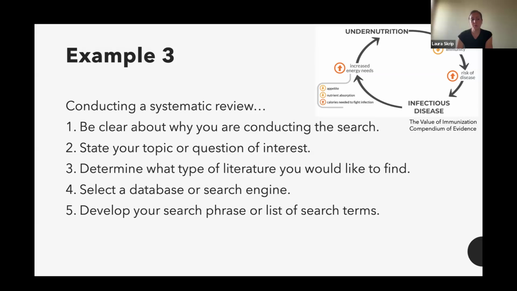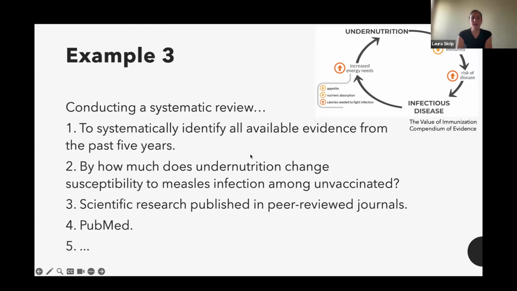So I think that sometimes people, when they think of literature search, may associate it with something like a more thorough systematic review. So I wanted to make sure I gave this as a specific example as well. If you wanted to conduct a systematic review, your purpose for doing the search would be to systematically identify all available evidence. And maybe you would want to find evidence from, say, the past 5 years. So you want to systematically review very recent and up-to-date scientific evidence.